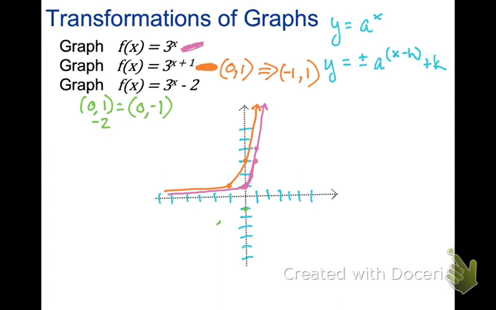We need another point. What do you guys want to plug in there? 1. So if you plug in 1, you get 3 to the first, minus 2, is 1. So if you plug in 1, you get 1. So then, if everything goes down 2, my horizontal asymptote went from y equals 0 to y equals what? Negative 2. So 0 minus 2, Jaden. Yes. Okay. So it now goes to here. So do I have to draw it then? Yeah. Yep, probably.